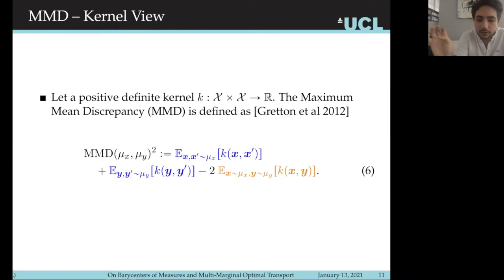So now we go into the kernel world. There is another distance between measures, which allows us to compare measures, called MMD, the maximum mean discrepancy, which relies on a positive definite kernel K. The idea is that you compare the expected value of the kernel over joint samples from the first measure plus the expected value of the kernel on joint samples from the second measure. You compare this sum to the cross expected kernel, the expectation over samples from mu x, mu y of the kernel between x and y. So that's the MMD, and it has very different properties from the Wasserstein, as we're going to see very soon.